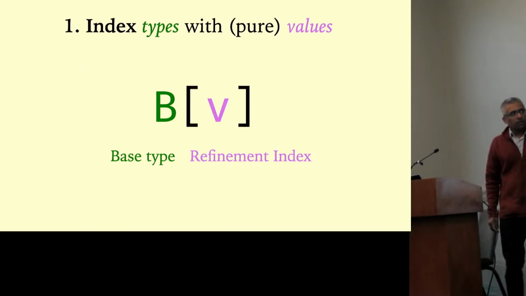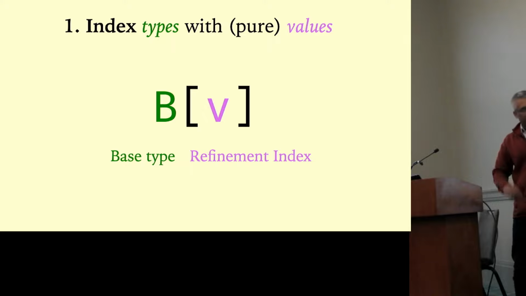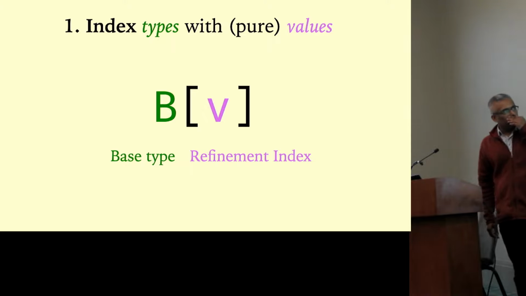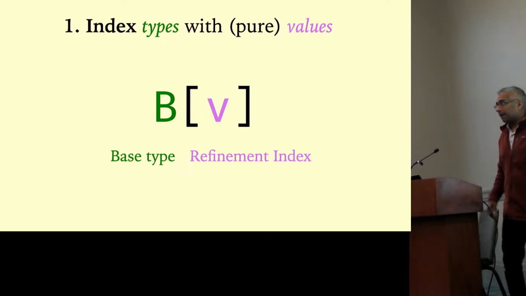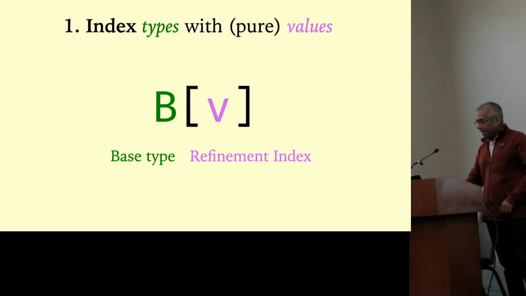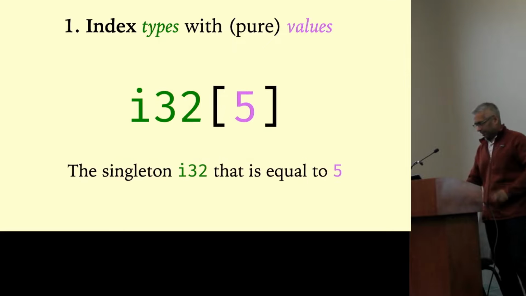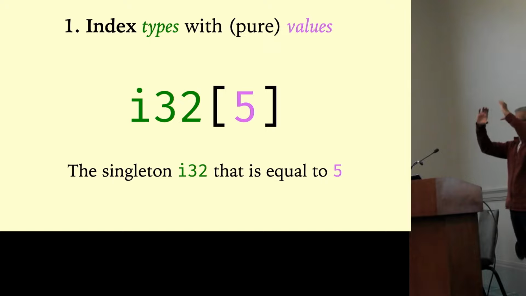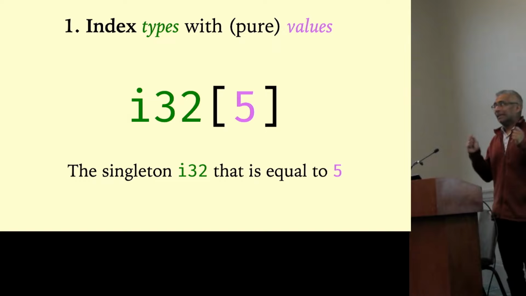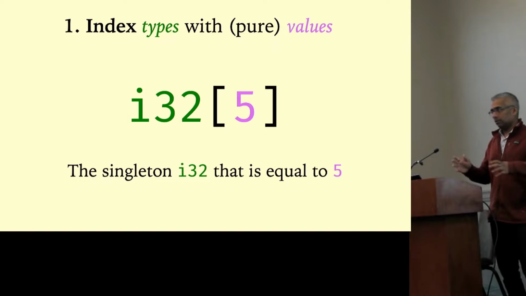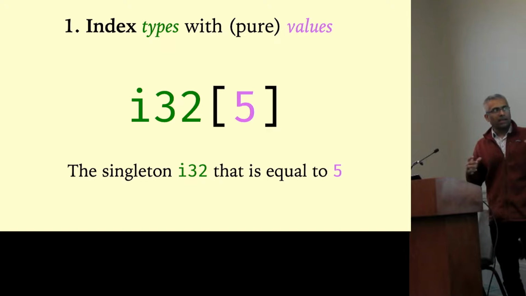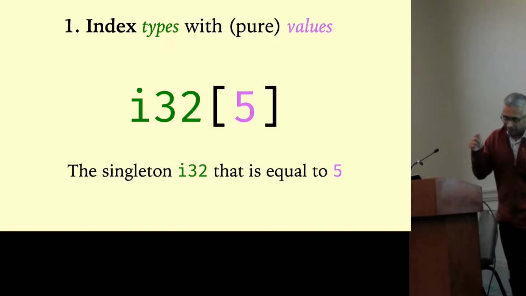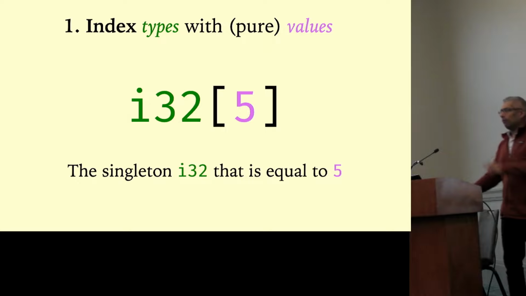Okay, so in the Rust setting, you need not have known anything about refinement types before. What we're going to do is start with base types. I use B in green, and I'm going to index them with, think of it just as a pure value. So a concrete example, I32 5 means the singleton type I32 that is literally equal to 5. I32 is like all 32-bit integers. I32 5 is literally the integer 5. Now, why would you want a type for that? We'll get to that in a second.